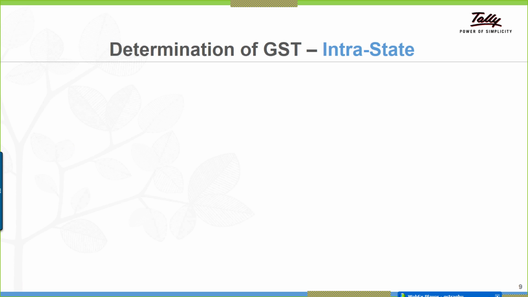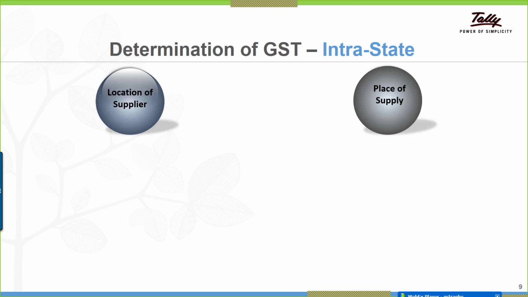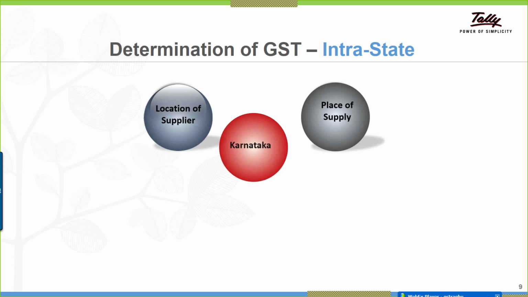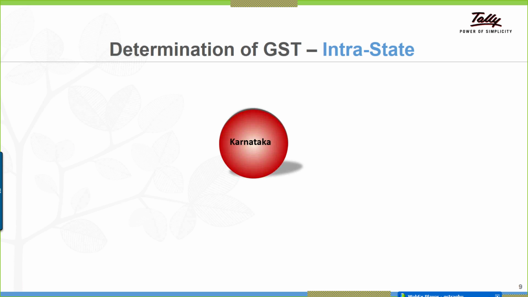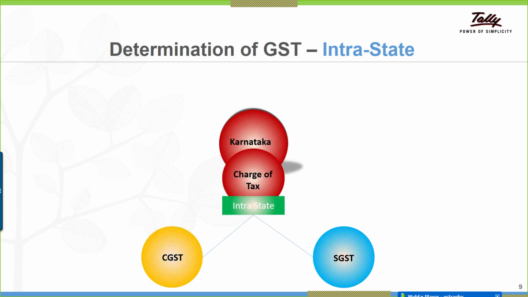Determination of GST, intrastate. How will you understand what kind of tax you need to charge if it is intrastate? Intrastate is nothing but within the state. GST looks at the location of the supplier and the place of supply. Based on the place of supply, you need to charge tax. If both are in one state, assume that both buyer and seller are in Karnataka, then the tax to charge is CGST and SGST. See, for all the commodities, the tax rate has already been declared, correct?